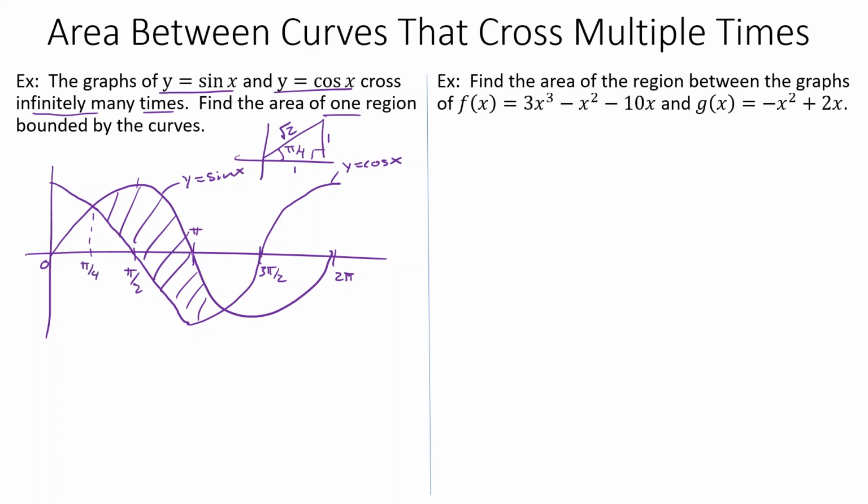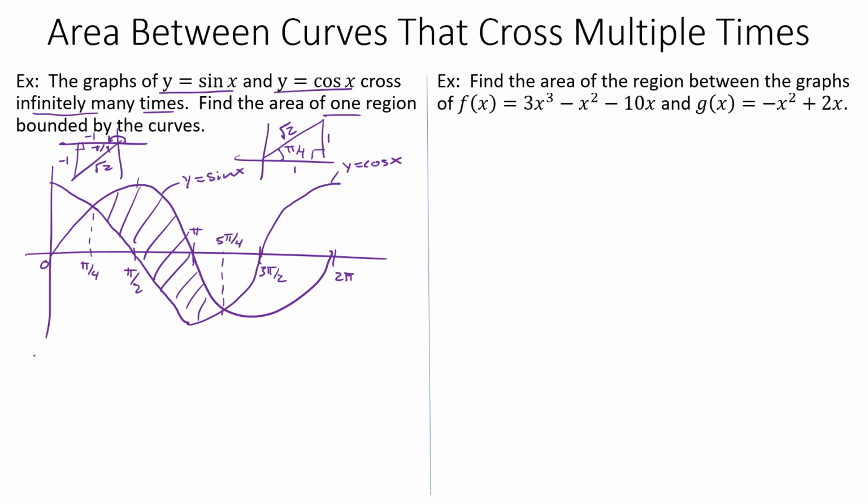The other time it happens is between pi and 3 pi over 2, which is in the third quadrant. And it's going to have to be the same triangle basically, but in the third quadrant. So if I make that triangle in the third quadrant, both of the sides are now negative. This is pi over 4 plus another pi to get there, so that's 5 pi over 4.